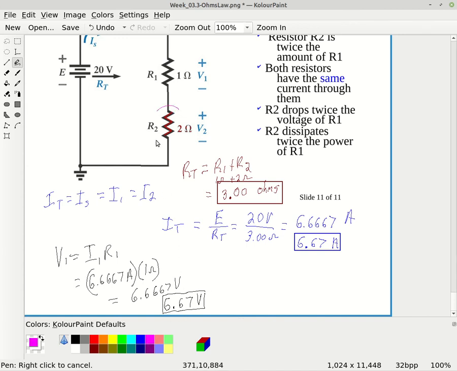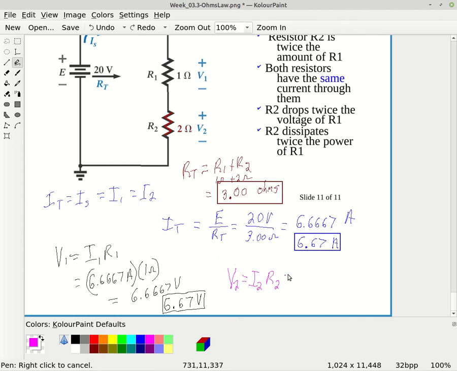Alright, so now if we want to calculate the voltage across resistor R2, it's going to be V2 equals the current through that resistor, which is I2, times the resistance R2. But again, it's a series circuit, so these are all the same current. I total is equal to I supply. It's a series circuit, so those are all the same.